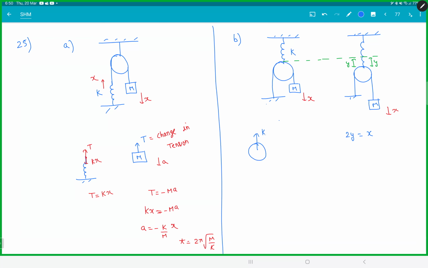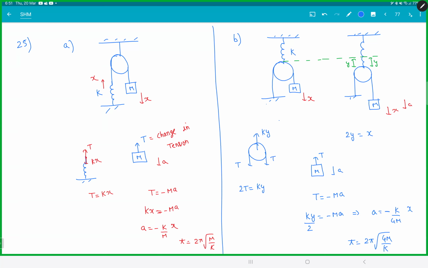What are the forces? K into y, tension, tension. So we get 2T is equal to ky. Then for the block, the forces are tension, acceleration, T is equal to minus ma. This will be ky is minus ma, but be careful, you want a in terms of x. When you pull x, what is the acceleration? I don't want y. T is ky by 2. But what is y? Minus k by 4m into x. Therefore, the time period will be 2 pi root over 4m by k.